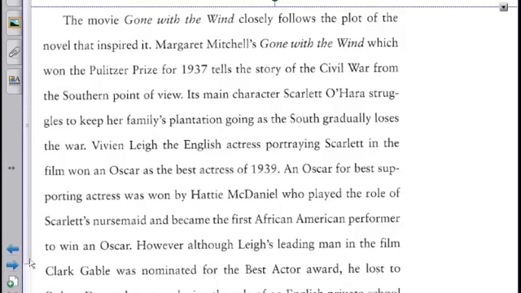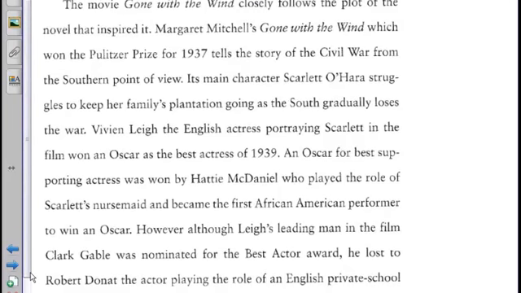The movie Gone with the Wind closely follows the plot of the novel that inspired it. Again, notice Gone with the Wind redescribes movie, but movie's not specific yet. No need for a comma. Margaret Mitchell's Gone with the Wind, which won the Pulitzer Prize. So this which won the Pulitzer Prize for 1937 redescribes Gone with the Wind. Gone with the Wind is specific. It's a specific name for a specific book. So I'll put a comma after wind and a comma after 37.